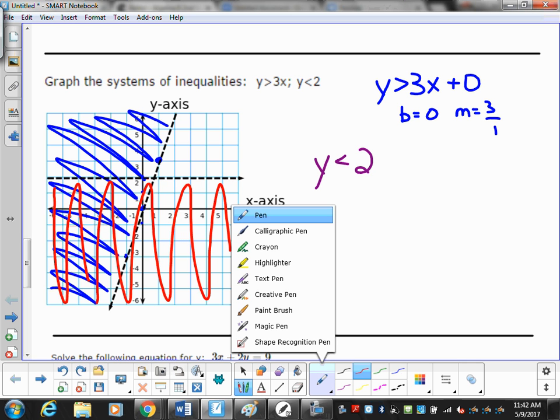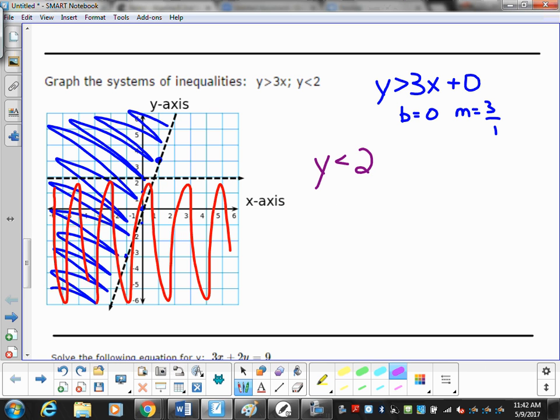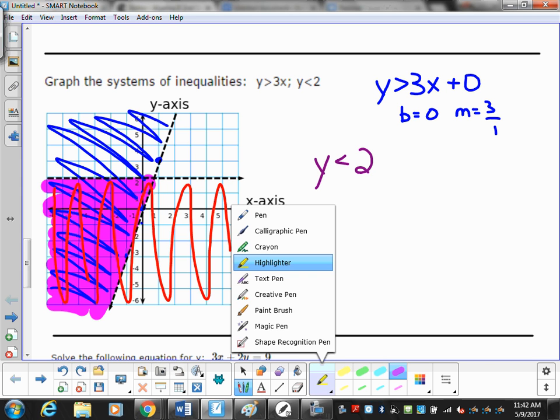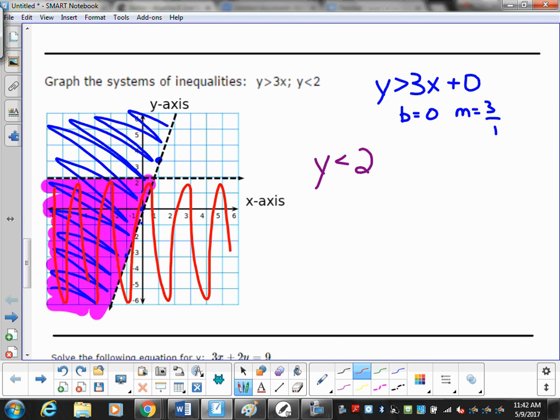So my solution is everything that is shaded in both, which is all of this out here. So this is my solution, what's out here.